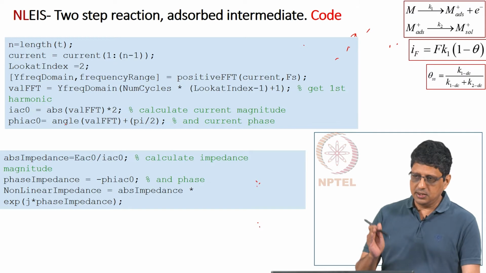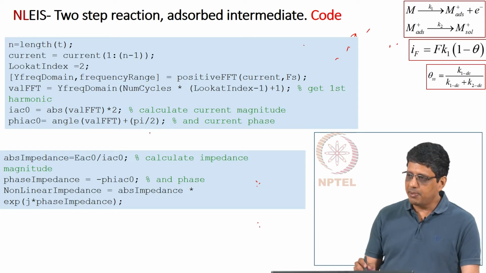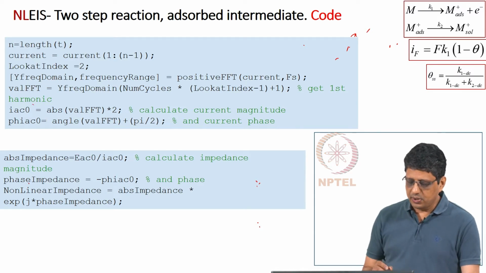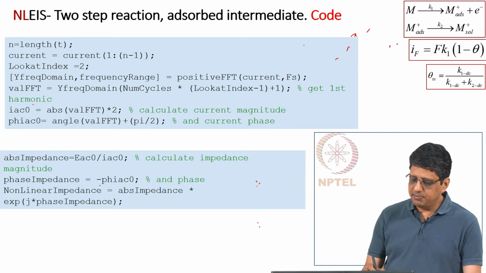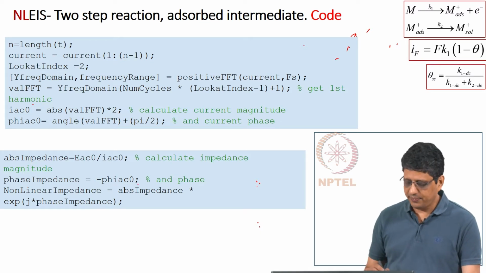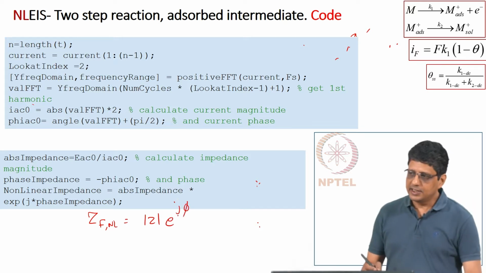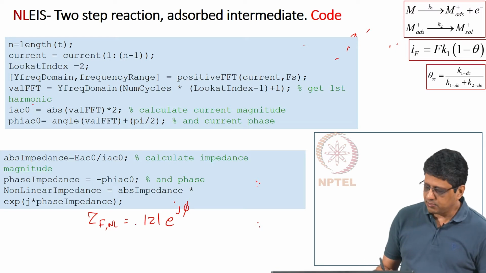and then take the value for the first harmonic. And because of the way it works, you have to multiply by 2 to get the magnitude, you have to add pi by 2 to the phase. Now, we get the current magnitude and phase, and to calculate the magnitude of the impedance, EAC 0 by IAC 0 will give you the magnitude of the impedance. Phase of the impedance is basically 0 minus the phase of the current, and the nonlinear impedance ZF nonlinear is nothing but Z e power j phi, where phi is the phase of the impedance and magnitude of course is mod Z.